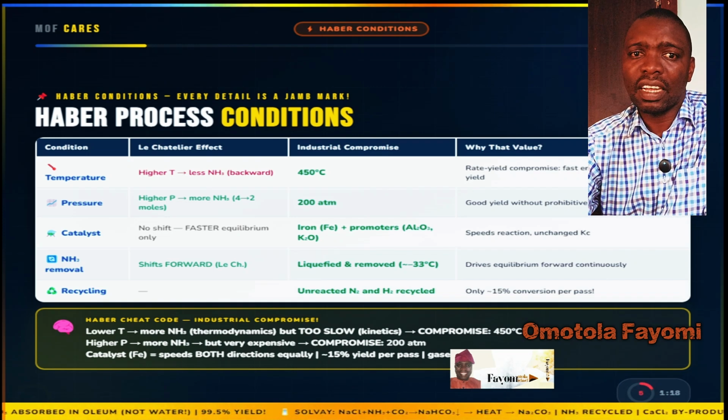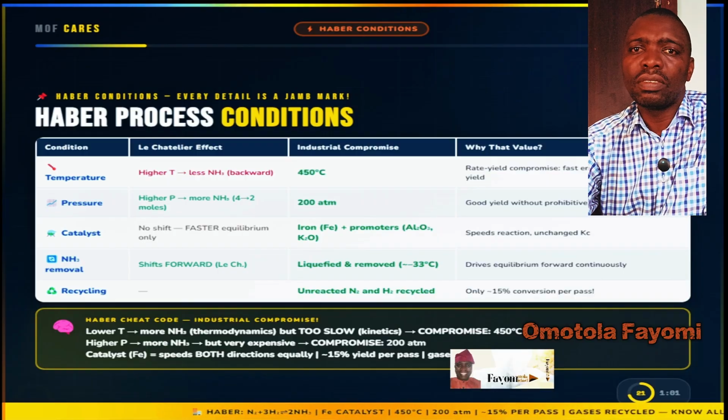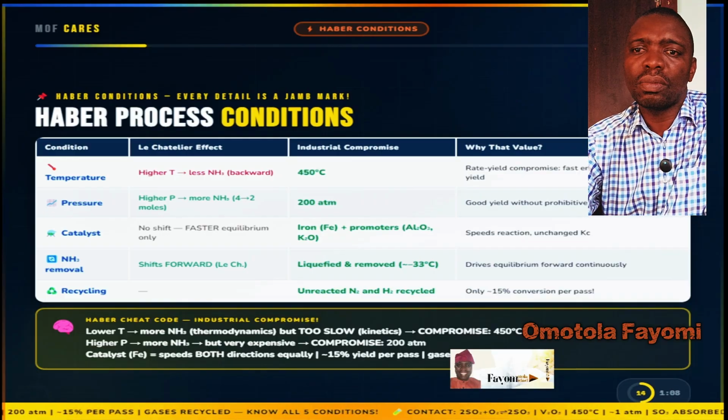What about the catalyst? The catalyst here is iron with promoters, aluminum oxide and potassium oxide. The catalyst does not change the equilibrium position or the value of Kc. It only increases the rate at which equilibrium is reached. It is essential for economic viability.